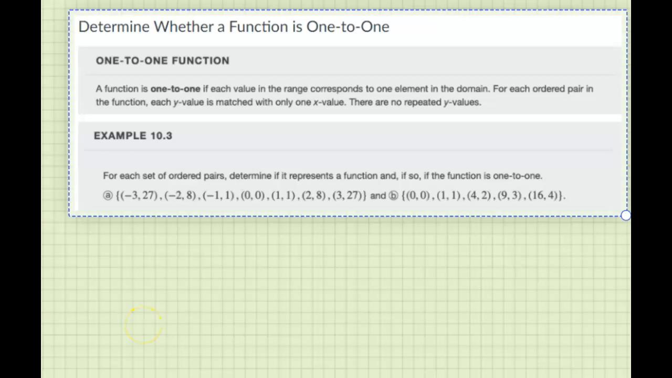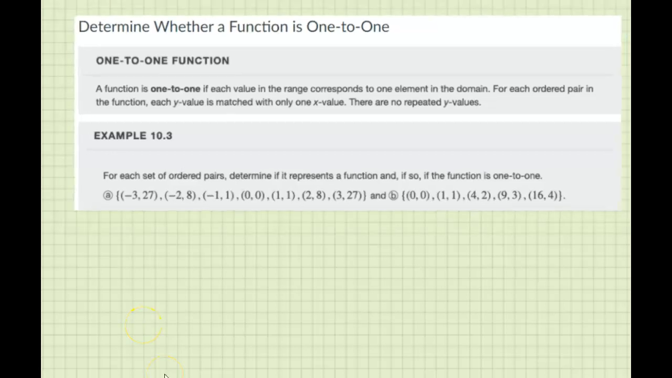All right, let's look at the next concept in this section. It is looking to see if a function is one-to-one. So the definition: a function is one-to-one if each value in the range corresponds to one element in the domain. For each ordered pair in the function, each y value is matched with only one x value. There are no repeated y values. So this is basically the keywords, key sentence here.